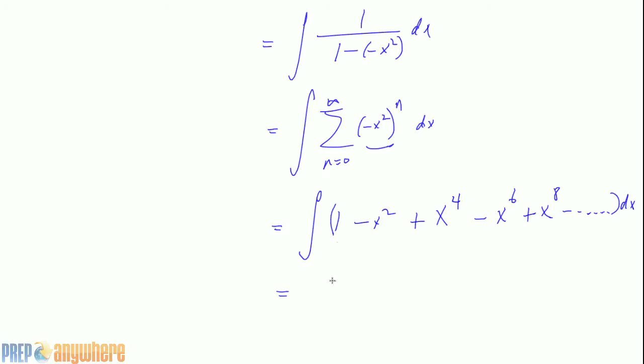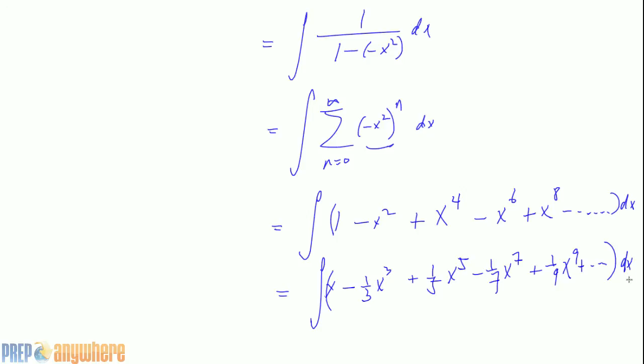So that's going to be x minus 1 over 3 x cubed, plus 1 over 5 x to the power of 5, and so on. I already found the integral, so you remove the integral sign, with potentially some constant at the end.